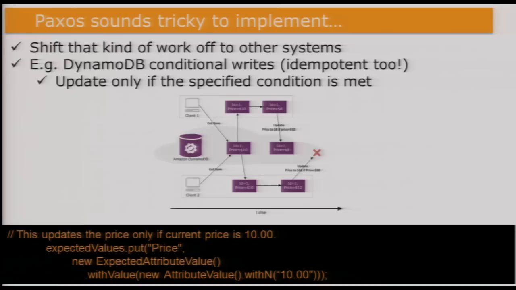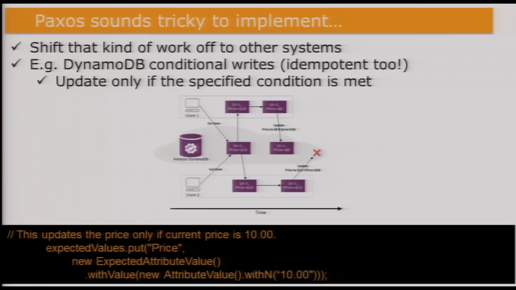So there's an example here. It's a little bit small, so I'll work you through it. I've got client one and client two. Client one wants to go ahead and read item one and get the price, $10. Client two goes ahead and does the same thing. Price is $10. Client one comes in and updates that item and says, the price is now $8.